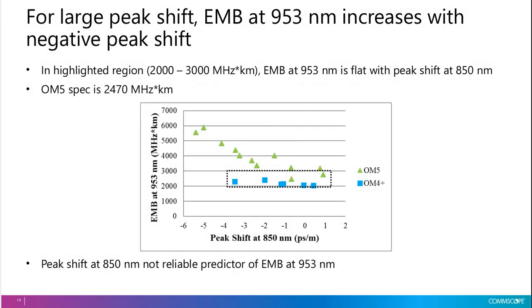So next we look at, can we measure the DMD and the tilt at 850 nanometers and extrapolate that to predict what the EMB at 953 nanometers is going to be? And it turns out that the answer is it depends.